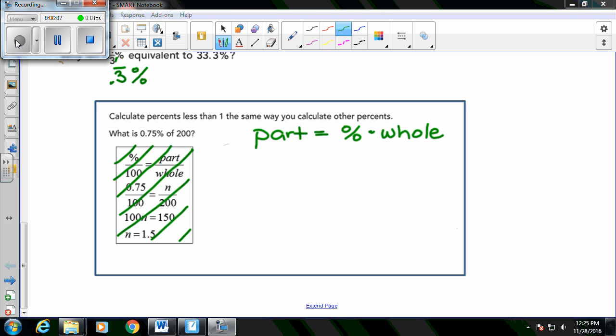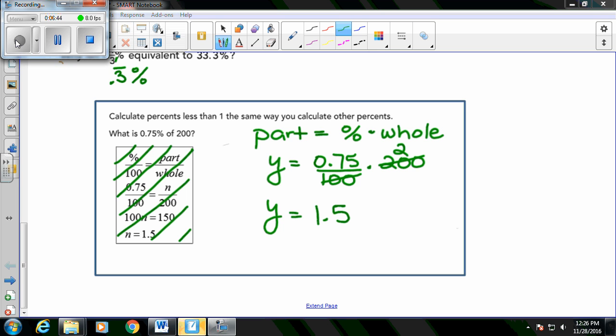So I'm looking for the part. So y equals 0.75%. There's two ways I can do this. I can do it as 0.75 over 100 times the whole, which in this case is 200. And 100 goes into 200 twice. So 2 times 0.75 gives me 1.5.